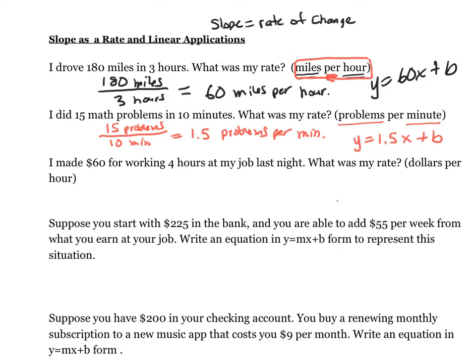The next example, I made $60 for working 4 hours at my job last night. What was my rate? So this would be like your pay. Like how much money do you get per hour? So the rate would be dollars per hour. So it was $60 and 4 hours. So if I divide that, I would get $15 per hour.